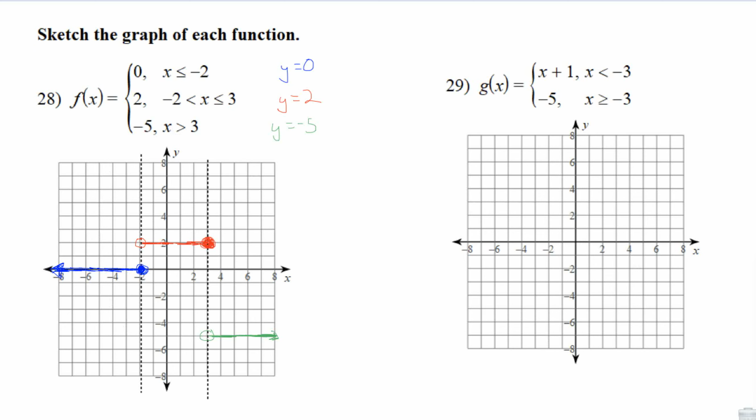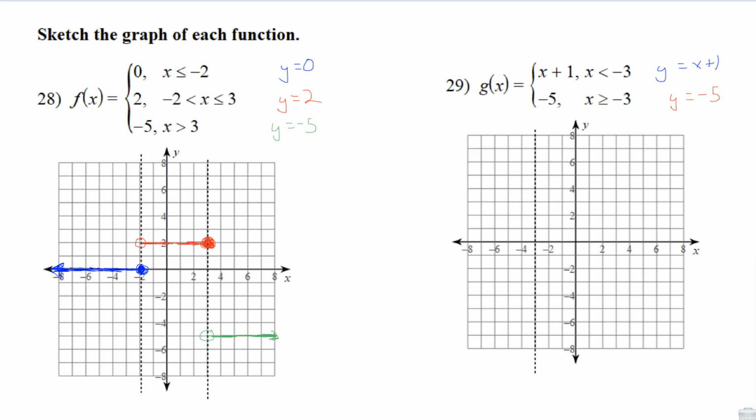Coming to 29, we just have two parts. So we have y equals x plus 1, and then we have y equals -5. We can think through our lines here. This says x is less than -3, so put a line here at -3. One section is going to be less than -3. One section is going to be greater than or equal to -3. So that's the only line we need. We just have two divisions, to the left of this line and to the right.